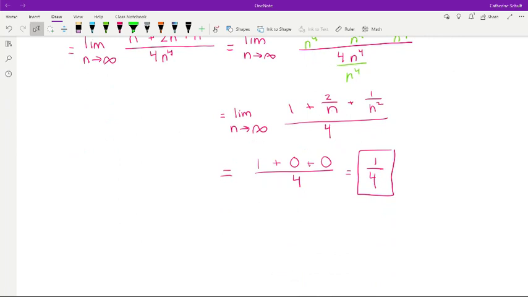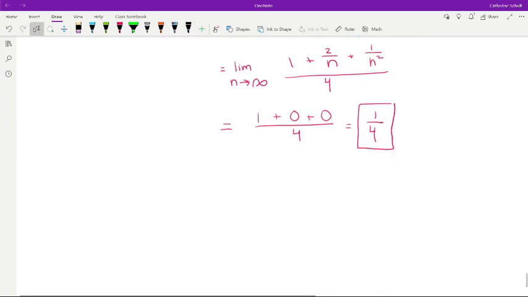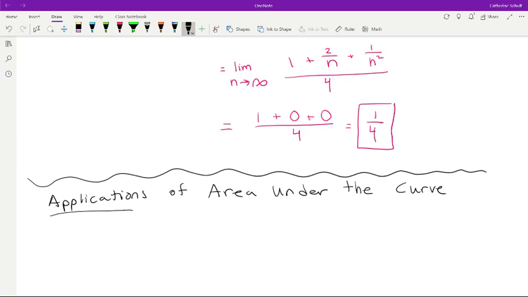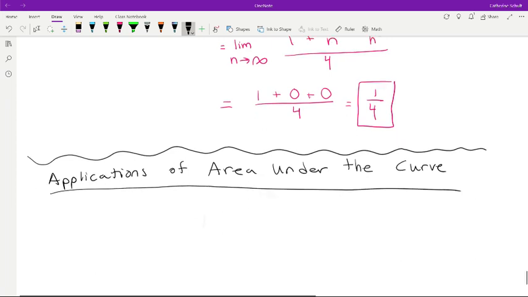Okay, so great. Now that we know how to calculate rather tediously the area under a curve, let's talk about the applications, or some of the applications of the area under the curve. All right, remember with the derivative, the big application was the derivative was the rate of change. So let's figure out what the applications of the area under the curve is, okay?